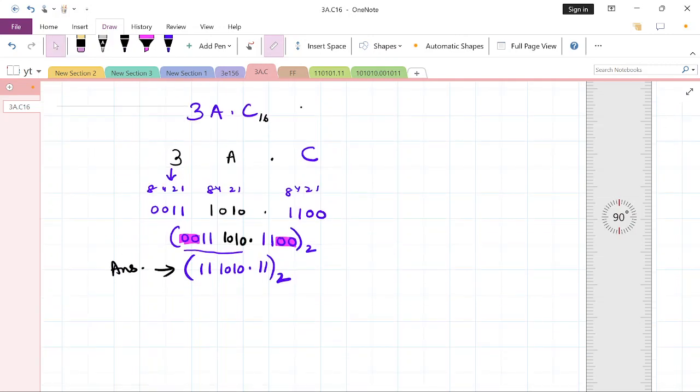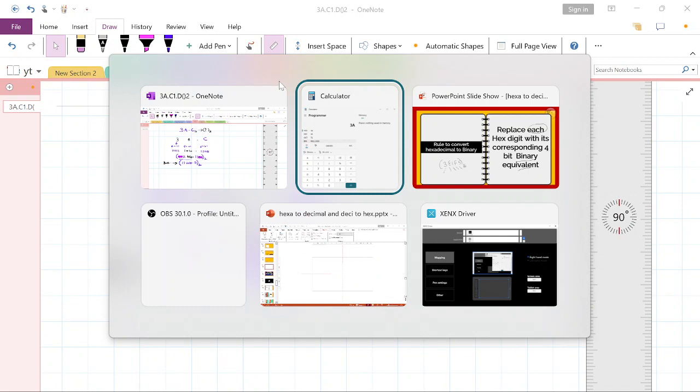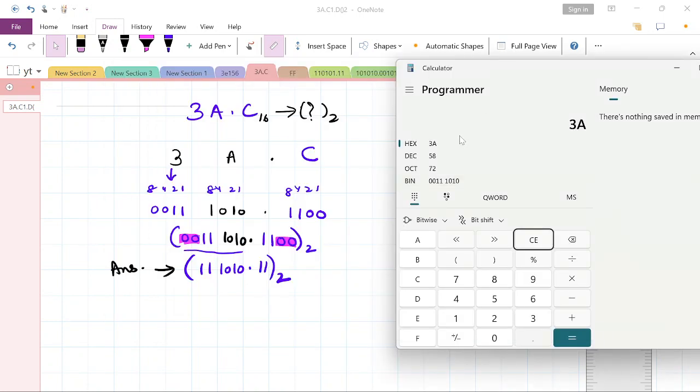Let me write it in this way. Right? Now let us see how I will verify it. If you check in your calculator, I have written this hexa value 3a. And this is the corresponding binary code. But apart from that, it is also showing me this decimal number 58. That means if I convert hexa number 3a into its decimal equivalent, I'll get 58. And if I convert this binary string into decimal, again, I will get 58.